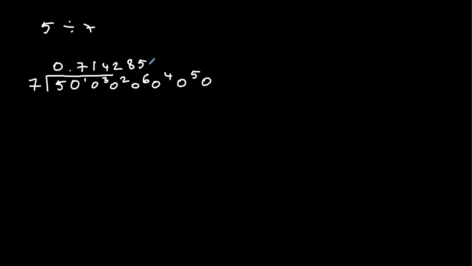And then 7 goes into 50 7 times with a remainder of 1. So from this point onwards, the remainders are just going to repeat. So we're going to get 10, and then 7 goes into 10 once with a remainder of 3, and then it's just going to repeat from this point onwards. So it's going to be 1, 3, and then the next remainder is going to be 2, and then 6, 4, 5, and so on. So we know it's going to be a recurring decimal from this point onwards.